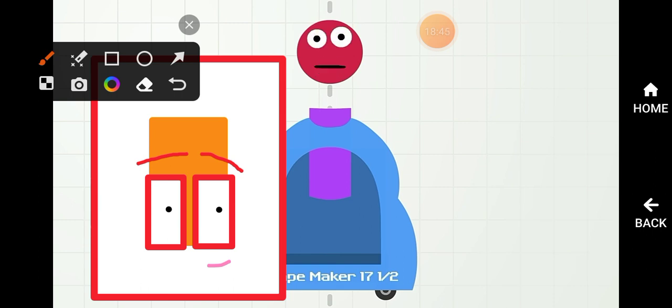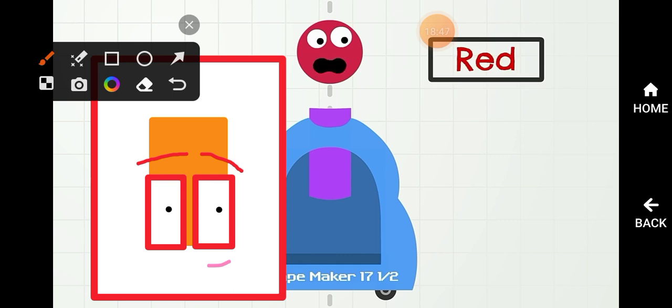If the shape is red, it should go on the right side. So you can point to the right side like this. If the shape is green, it should go to the left side. So you can point to the left side like this. Okay, ShapeMaker 17 and 1/2, start!